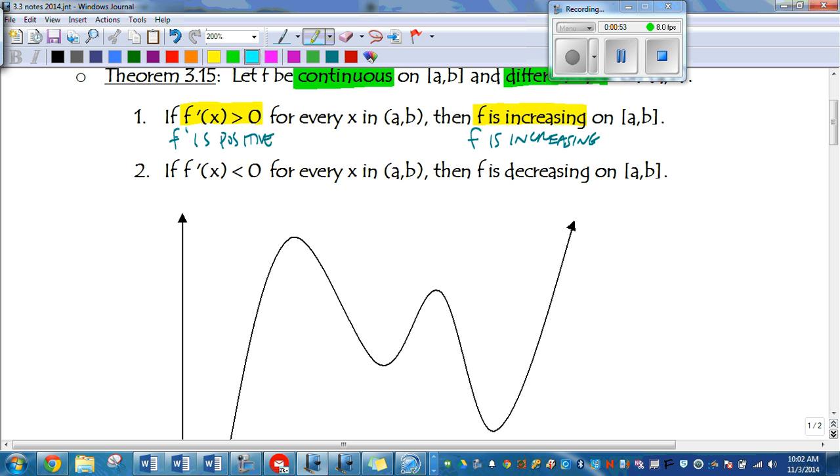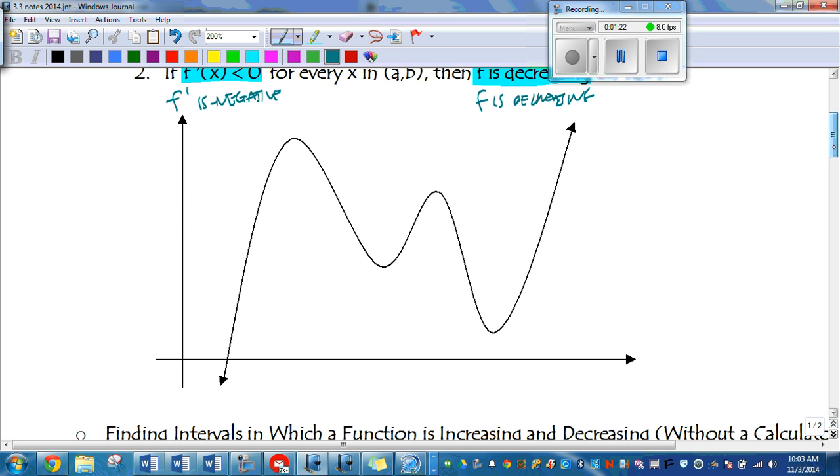If the derivative of f of x is less than 0, then f is decreasing. So the original graph would be decreasing. So the derivative is negative, then f is decreasing on that interval. So let's look at an example down here of a graph.